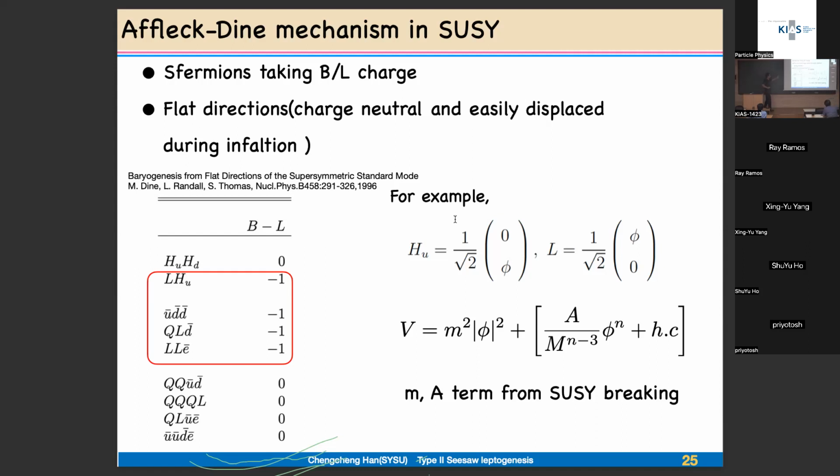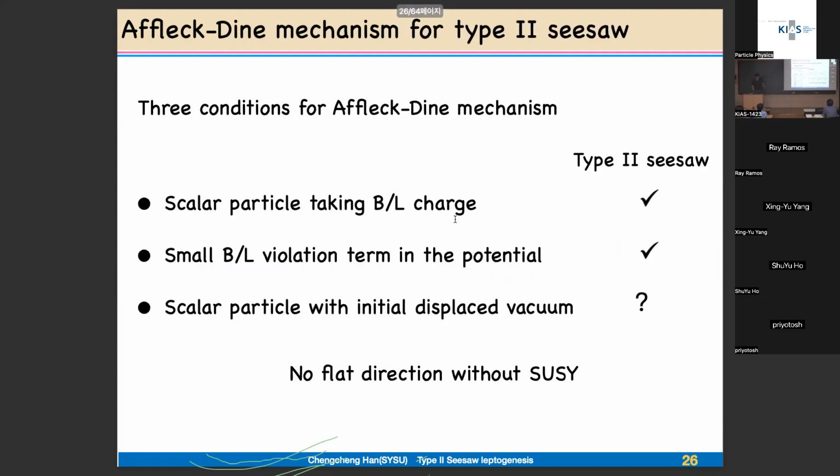Another thing I forgot to talk about is, if this direction is flat, then it can easily get a large vacuum value in the early universe, because we have the inflation, it just fluctuates and finally gets a very large value. So this flat direction is very important to realize this idea. However, in my model, I don't want to use SUSY. SUSY is good, but it's not a simple type of SUSY. If we add SUSY, we have many more particles.